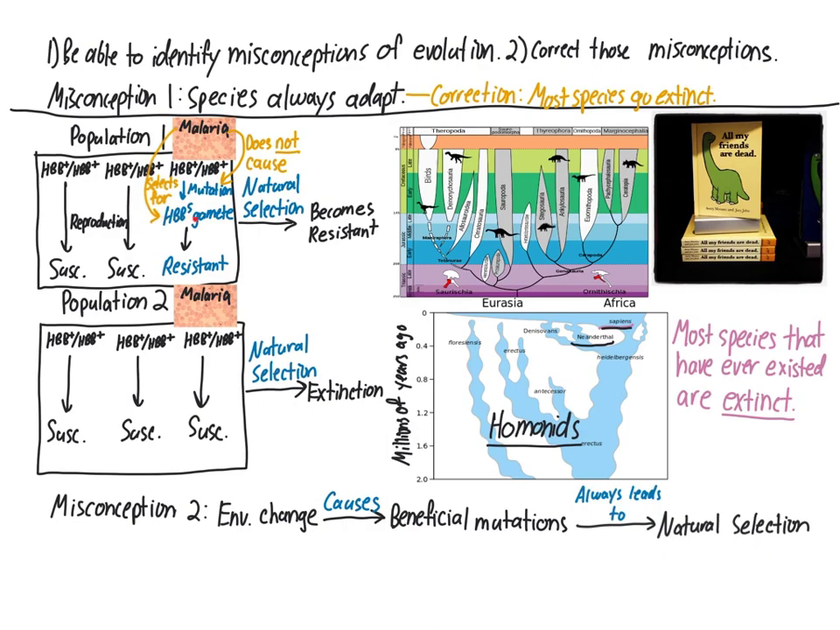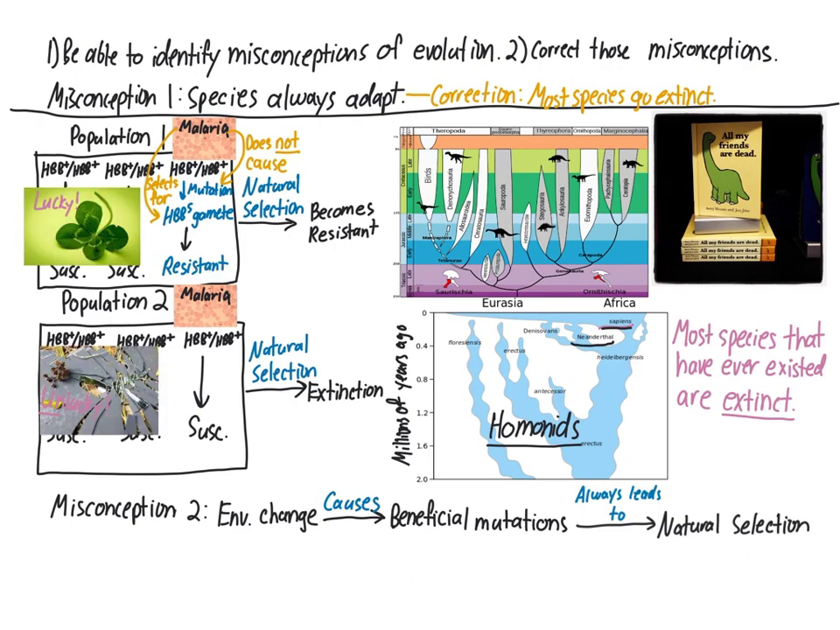If by chance the HBBS allele was not produced by mutation in population 1, well, this population would be in a bit of trouble. Because mutations happen randomly and not in response to environmental changes, the evolution of a new trait like malaria resistance requires a bit of luck. Or if you're uncomfortable with the idea of luck, we could say instead that evolution involves quite a bit of chance.